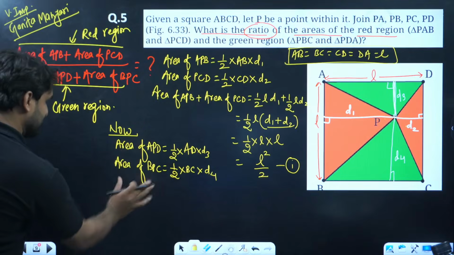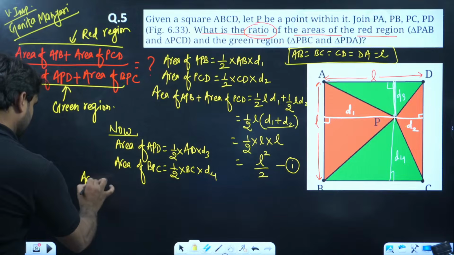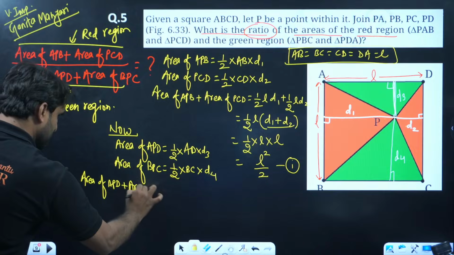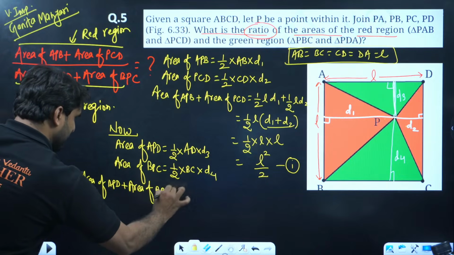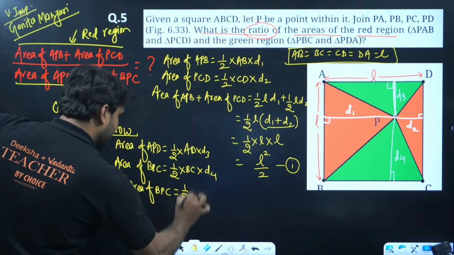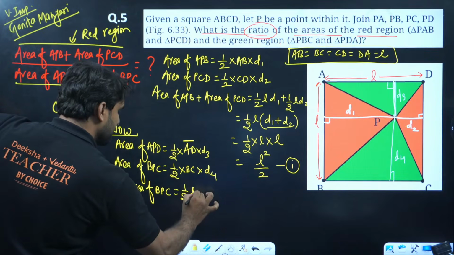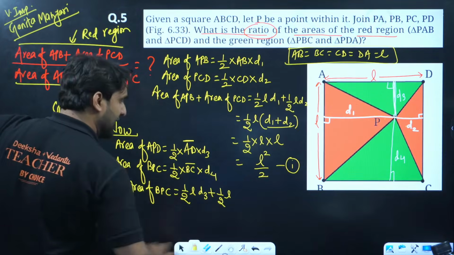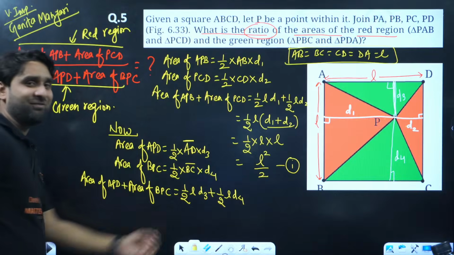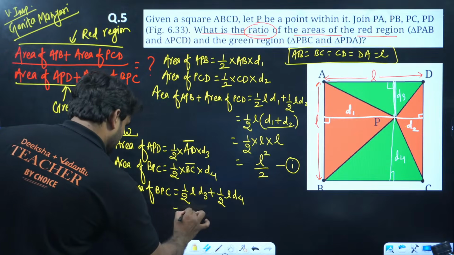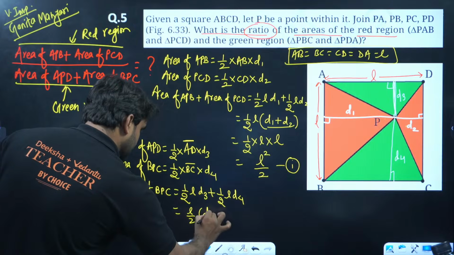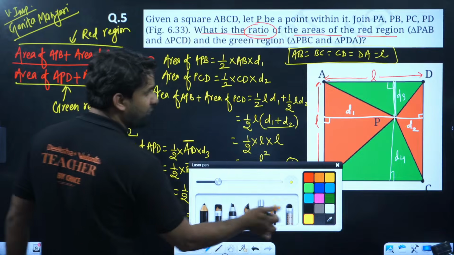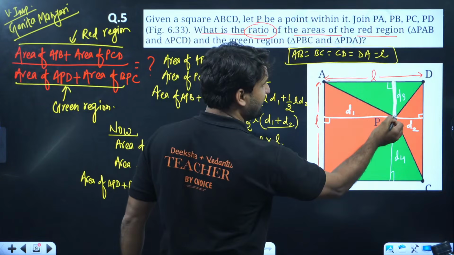So if we add both, area of APD plus area of BPC, half AD can be replaced by L D3 plus 1 by 2 BC can be replaced by L D4. Can we take common L by 2? So on taking common L by 2, we have D3 plus D4. Oh my God, D3 plus D4. Where is D3? This is D3, this is D4.